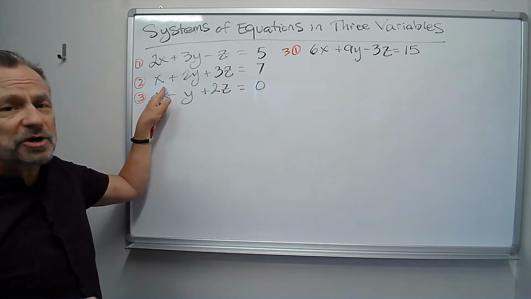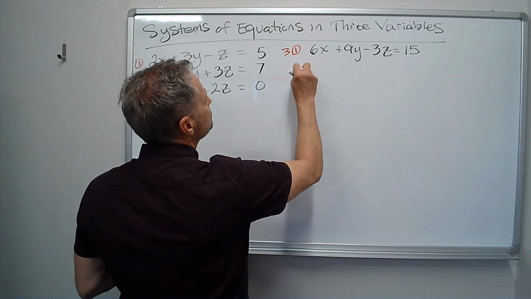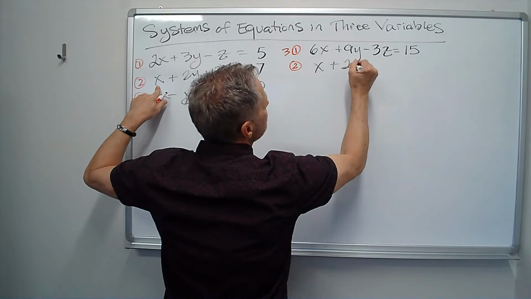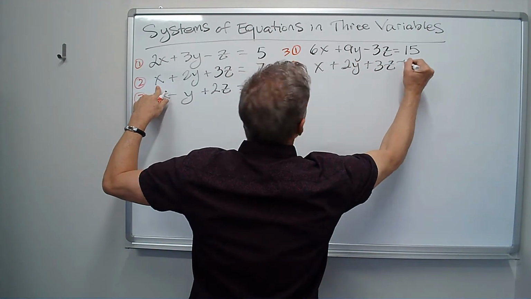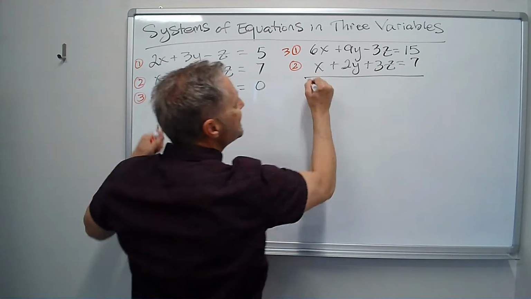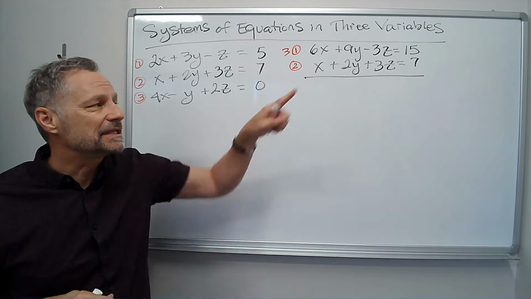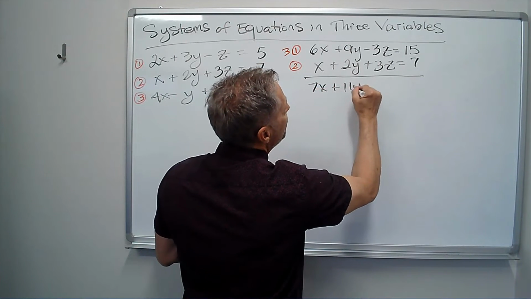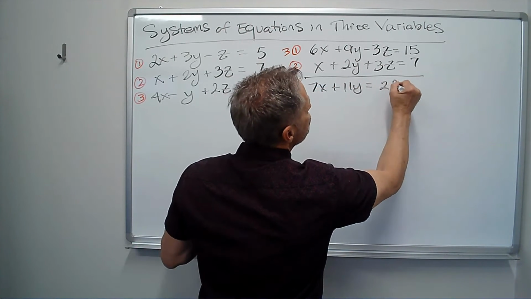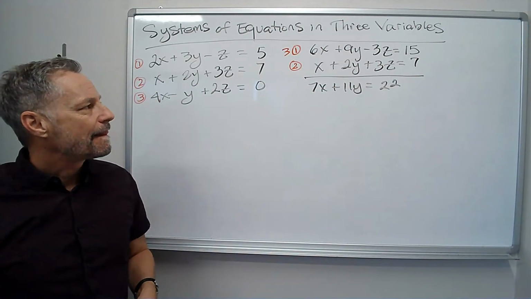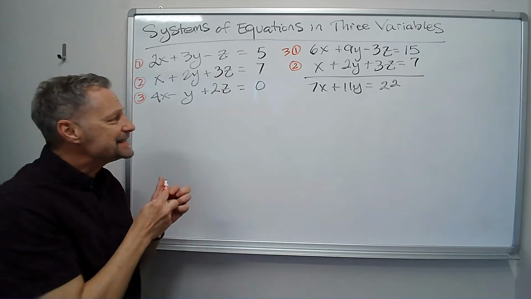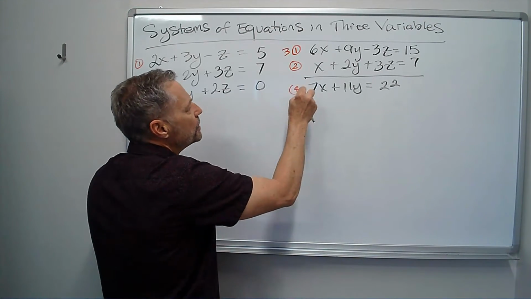So I'm just going to put equation 2 just the way it is: x plus 2y plus 3z equals 7. Now I'm going to add these together to eliminate the z's. So I add down, I get 7x plus 11y equals 22. All right, so I'm in good shape. But notice what I've done is I got rid of z. I'm going to call this equation 4.